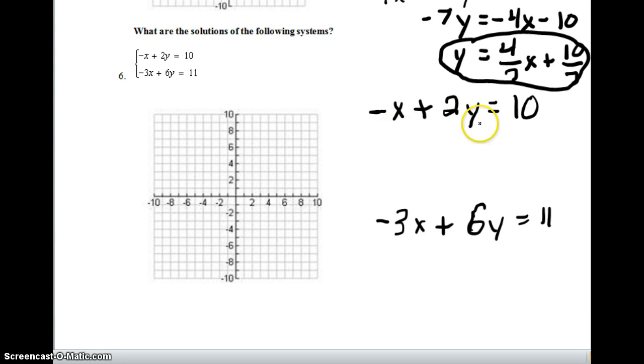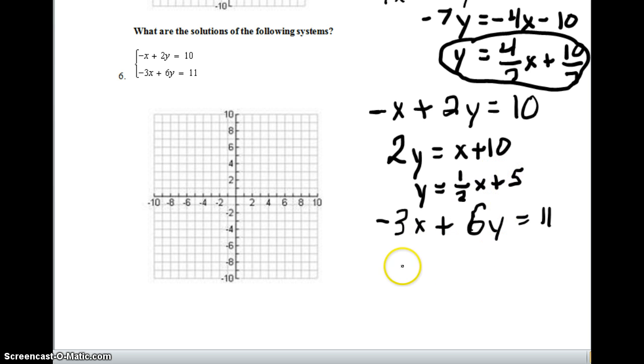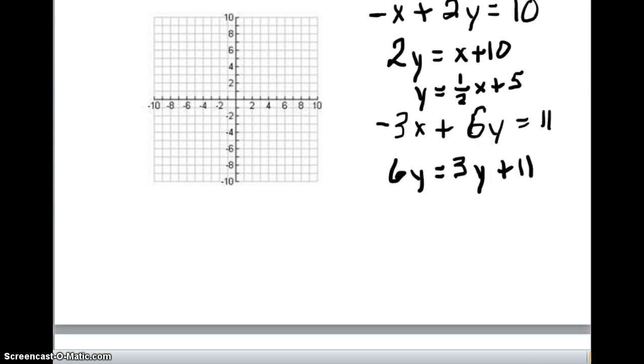Here's another one. Solve for y. Divide everything by 2. Solve for y. Divide everything by 6.